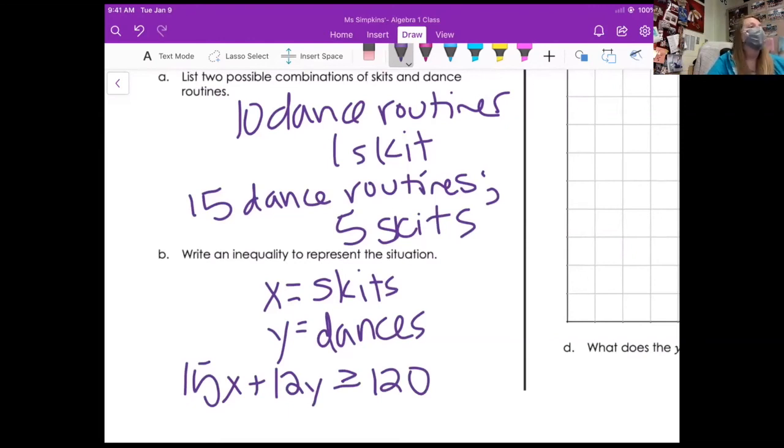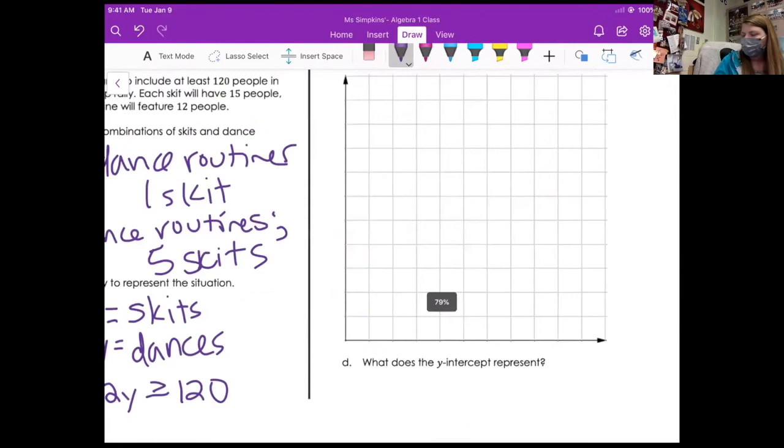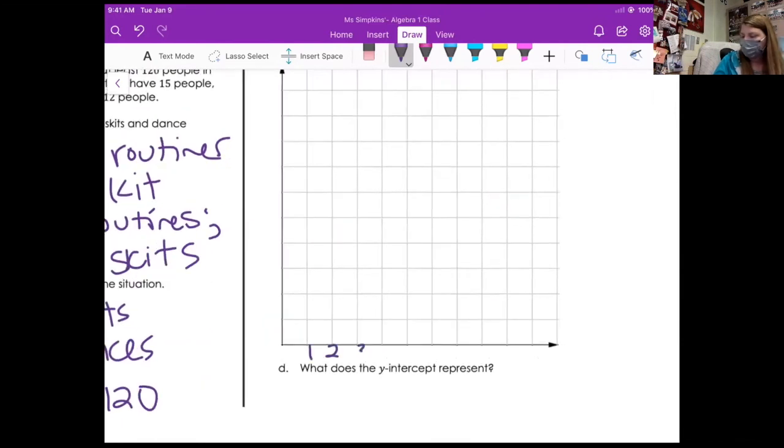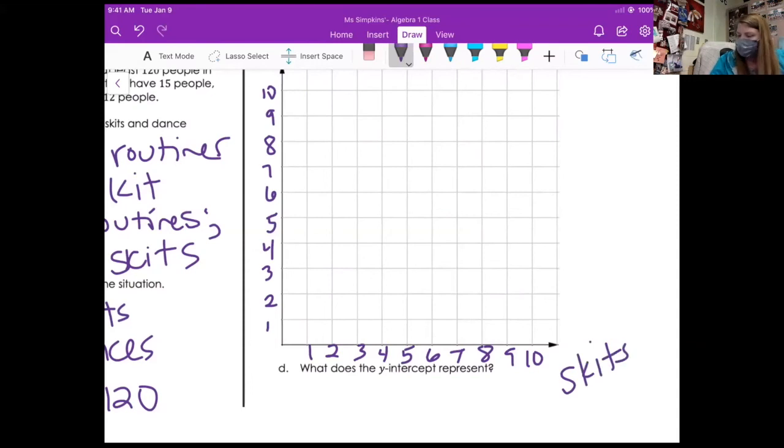So let's graph. You can go by ones on both x and y, so that leaves us enough room for this one. Go by your ones: 1, 2, 3, 4, 6, 7, 8, 9, 10. And x is skits and y is dance.